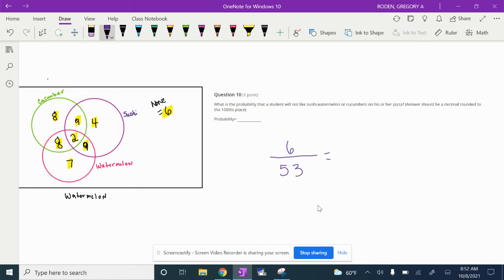Surprisingly enough, a lot of you missed this one. Okay, so 6 wanted none. So you had to figure out this none right here. And then 6 divided by 53, if I remember right, that's 0.11, but let me just make sure. So 6 divided by 53 is about 0.11. So 0.11 or 11% of the kids would not want anything on their pizza, right? Which is crazy because who doesn't like some sushi, watermelon, and cucumber on their pizza? Great.